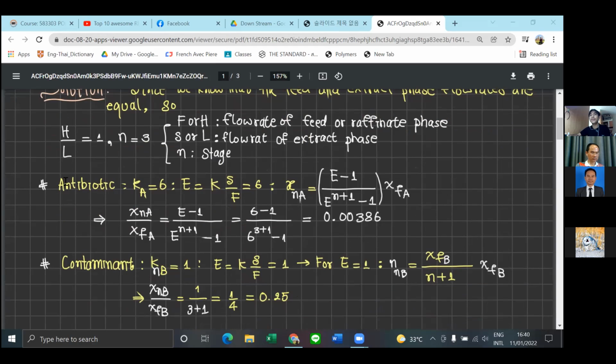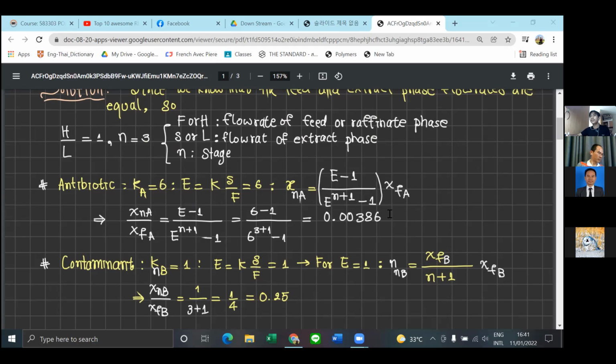So we consider the antibiotic, where we know the partition coefficient. So we want to know E. I forgot then, what is it? Actually, the fraction or something, I forgot. Sorry. So E is equal to K times S over L, or A over L. It's actually the same. So A over L or S over L is actually only 1. So 1 multiplied by 6, it's going to be 6.